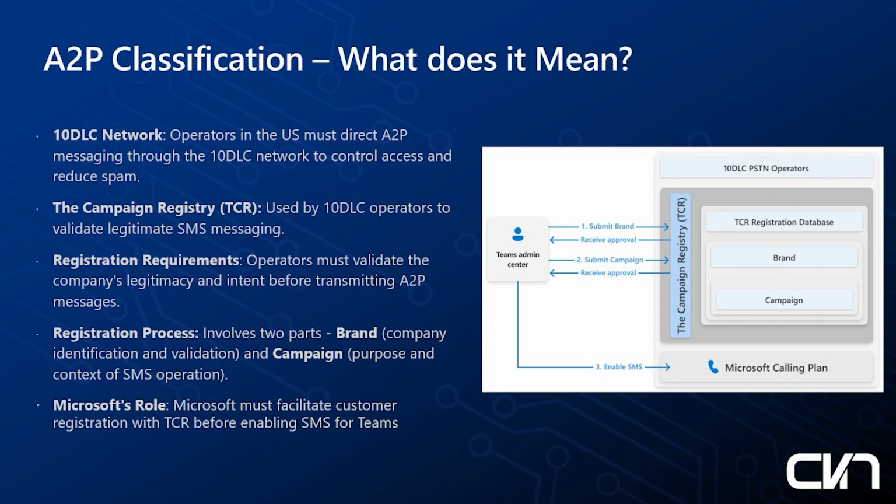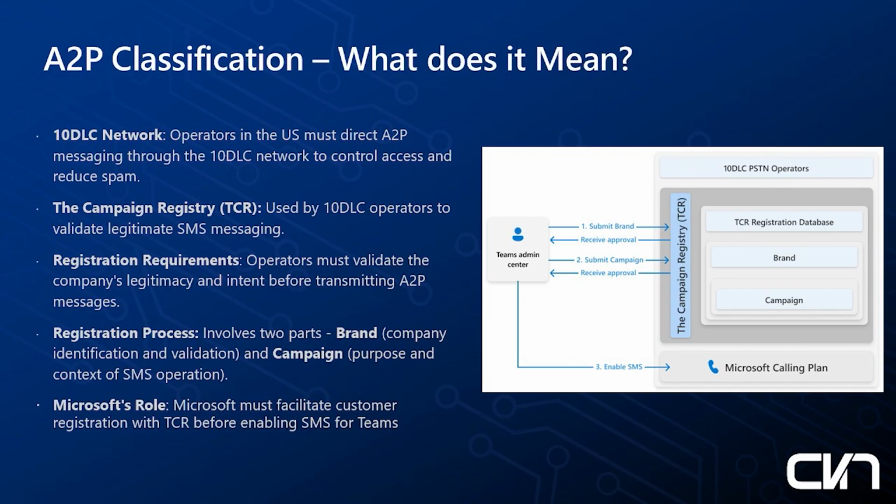Okay, application-to-person classification. What does it mean? For those that don't know, I'll try to explain this a little bit for you, and it can be somewhat of a complex process. So there are 10DLC network operators in the US. This is classified as that. Even though we're probably more person-to-person, it's classified as A2P. Therefore, in the US, it requires registration to the 10DLC network.